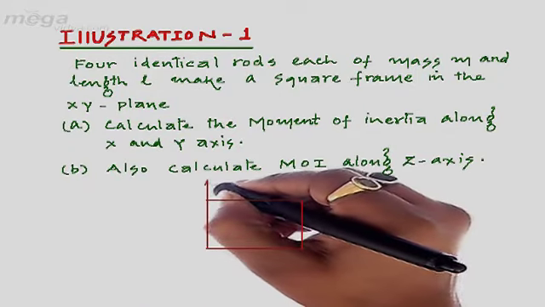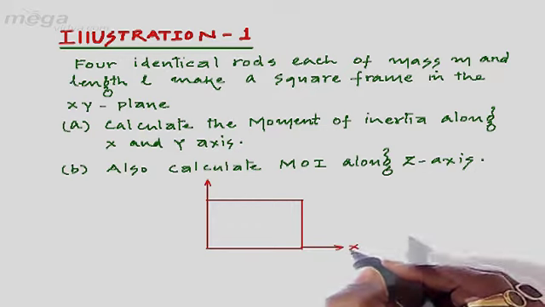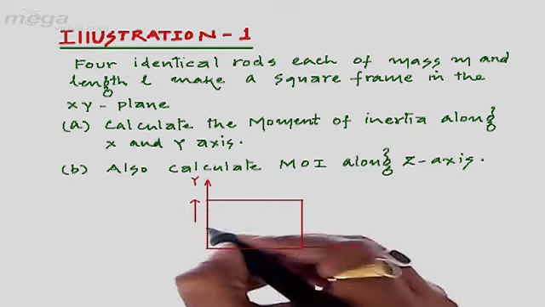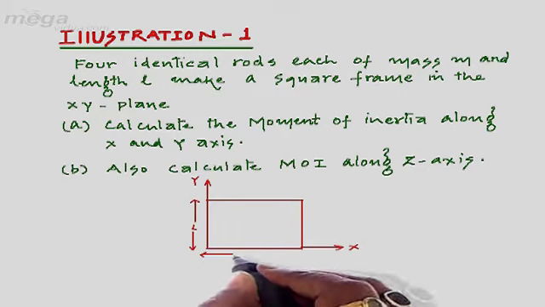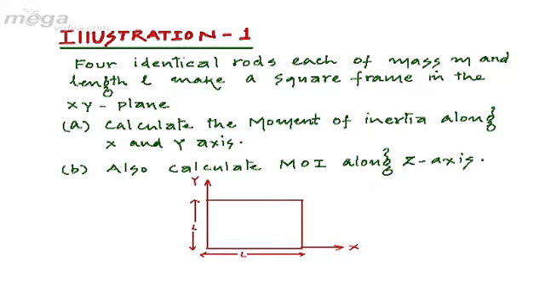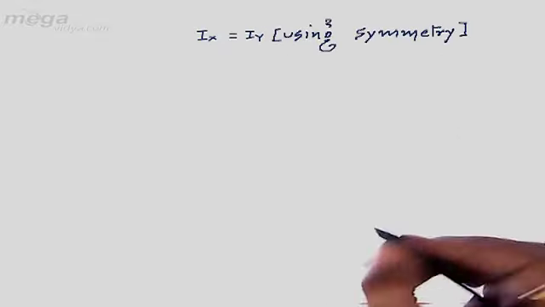Let's consider this figure. Let us consider this axis as the y-axis and this axis as the x-axis. Each rod has mass m and length l. So the length of this rod will be l, and that of this rod will also be l. From the figure it is clear that it is symmetric along the x-axis as well as the y-axis. So the moment of inertia along the x-axis and the y-axis will be the same, or you can easily say Ix will be equal to Iy using symmetry.